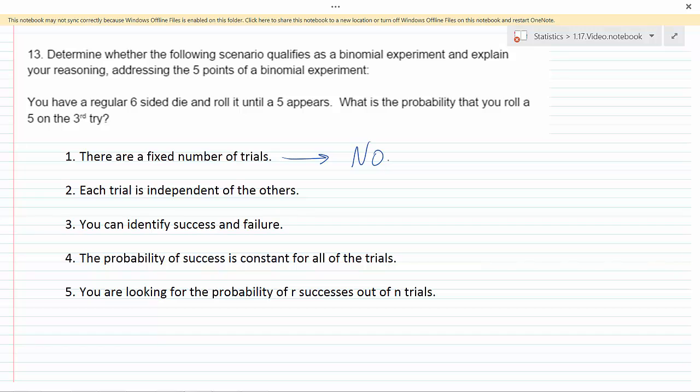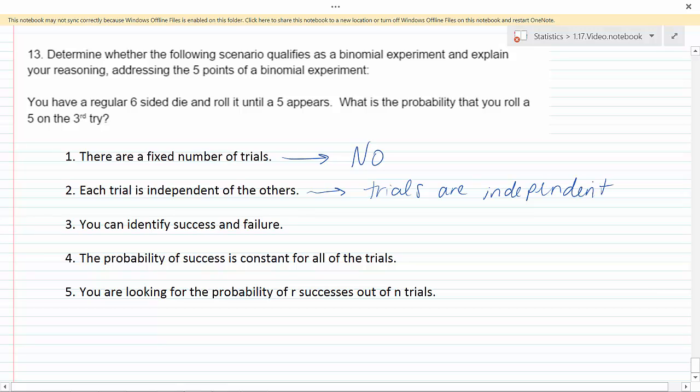Let's take a look at the others though, because the directions tell us that we do need to address all 5 of these points. In thinking about whether or not the trials are independent, because we're rolling a die presumably under the same conditions each time, we can say that these trials are independent. We can, in this case, also identify success and failure. Success would be rolling a 5, and failure is rolling anything but a 5.